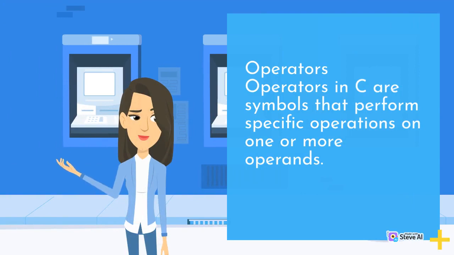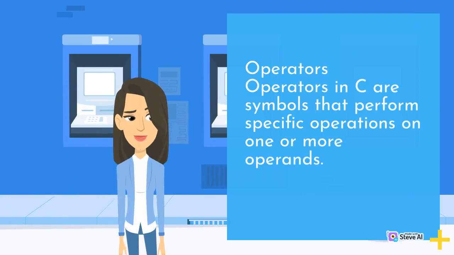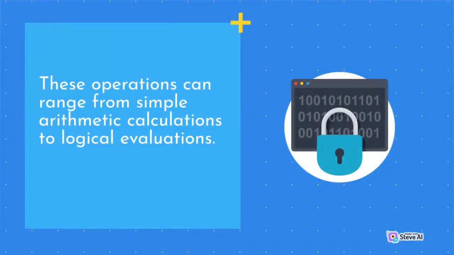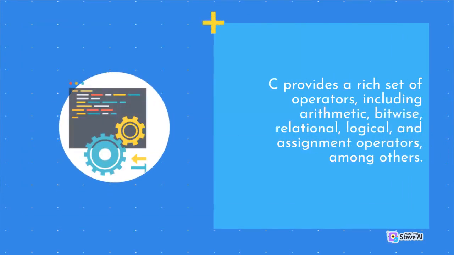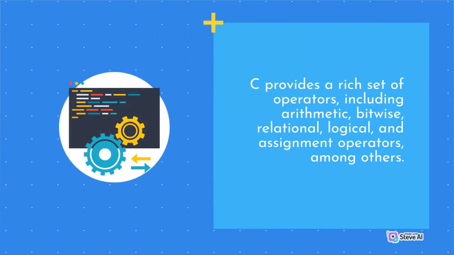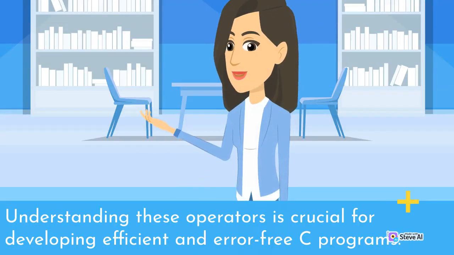Operators. Operators in C are symbols that perform specific operations on one or more operands. These operations can range from simple arithmetic calculations to logical evaluations. C provides a rich set of operators, including arithmetic, bitwise, relational, logical, and assignment operators, among others. Understanding these operators is crucial for developing efficient and error-free C programs.